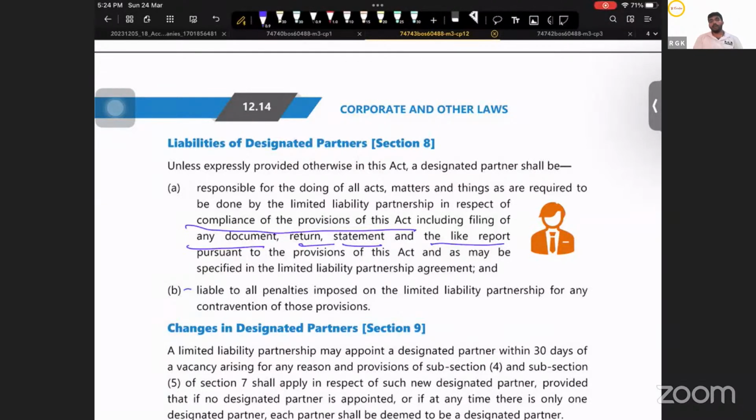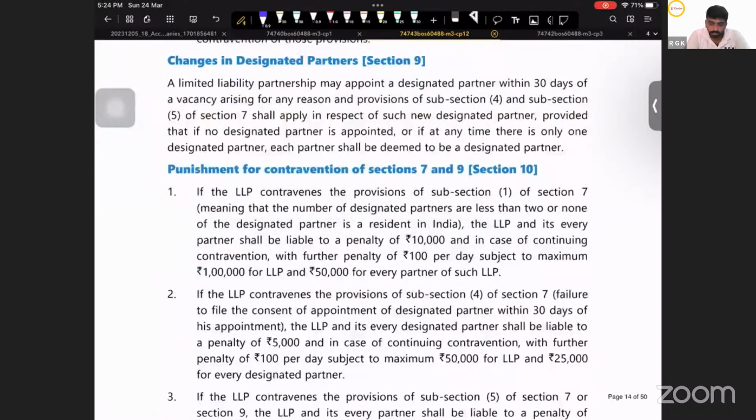So this is the duty of designated partners. Designated partners will be responsible for these things. They are liable for all penalties imposed on the LLP for any contravention of those provisions. Where the LLP contravenes any provisions and is subject to any liability or penalty, designated partners will be liable. That means designated partners can be held liable. That is what it says. Again, another important provision: liabilities of designated partners.